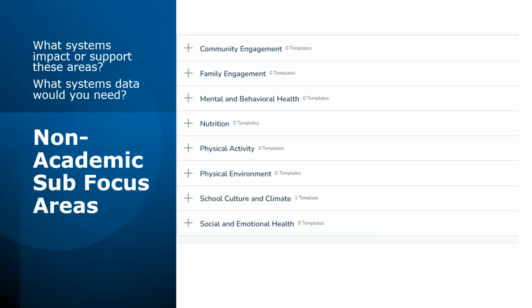This slide illustrates the various sub-focus areas under non-academics. Note the two key questions on the slide. If you currently have goals in these individual areas, how might they be combined into a systems goal?